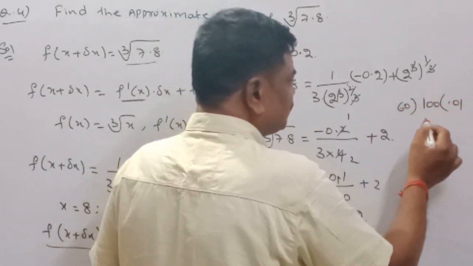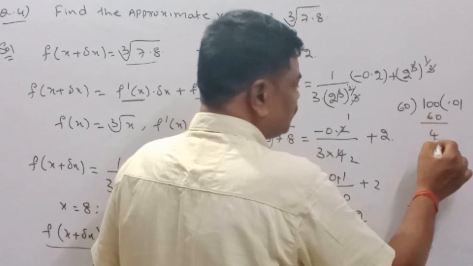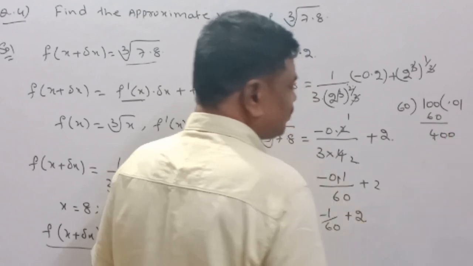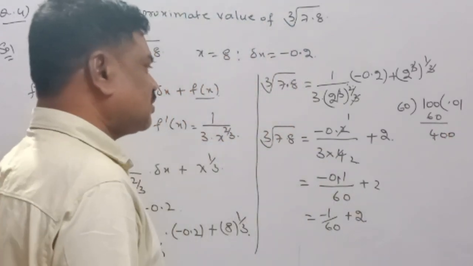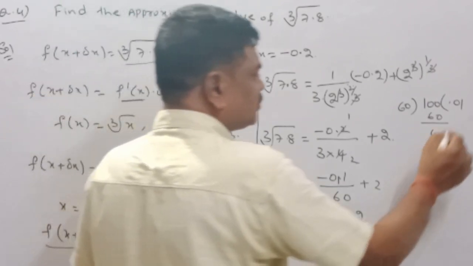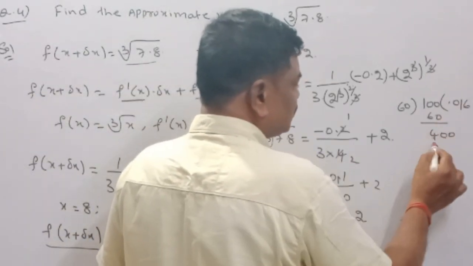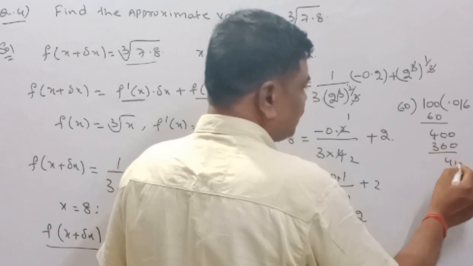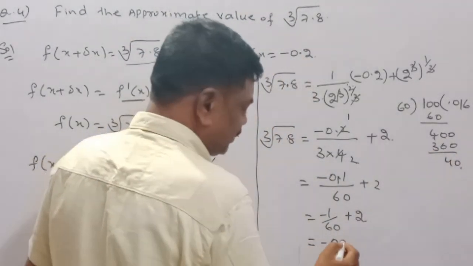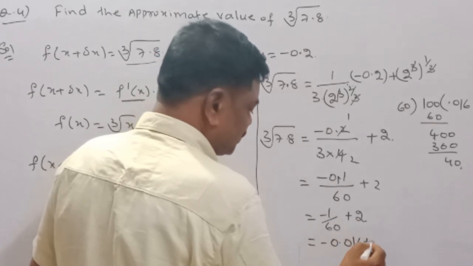Okay, all of you. Here this is 1 by 60. Dividing 1 by 60 gives 0.016. So this is equal to minus 0.016 plus 2.